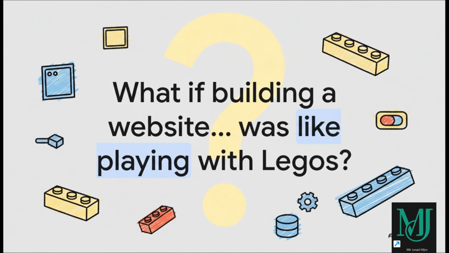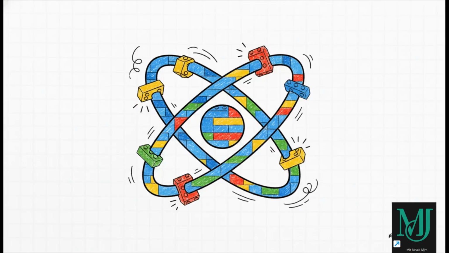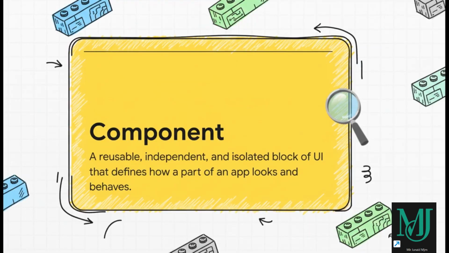Imagine this. Instead of writing endless lines of code from scratch, you have a big box of perfectly shaped, colorful bricks. Each brick has its own specific job, and they all just snap together. What if building a website was that simple? Well, that's exactly the philosophy behind React, and the answer is React components. They're the building blocks, those individual Lego pieces that let developers build massive, complex applications in a simple and modular way. So, what exactly is a component?